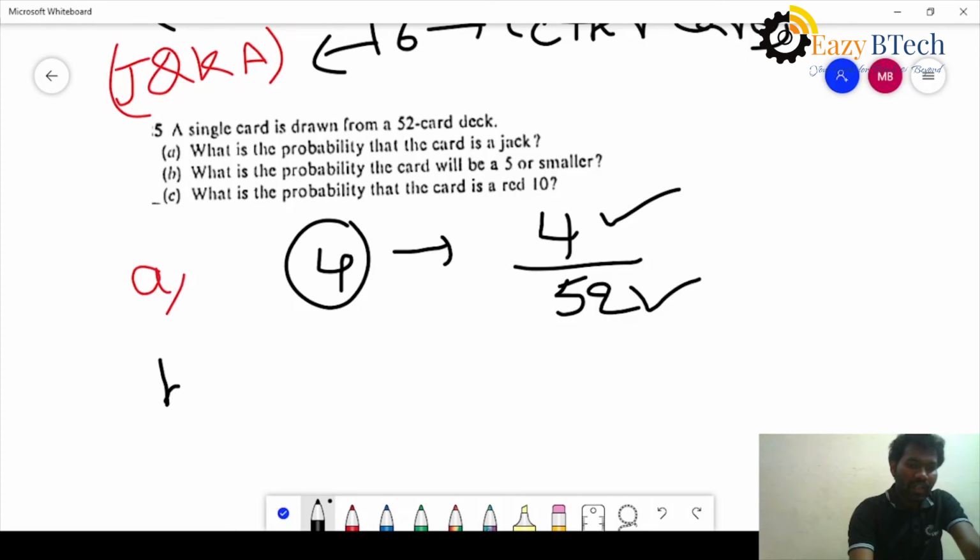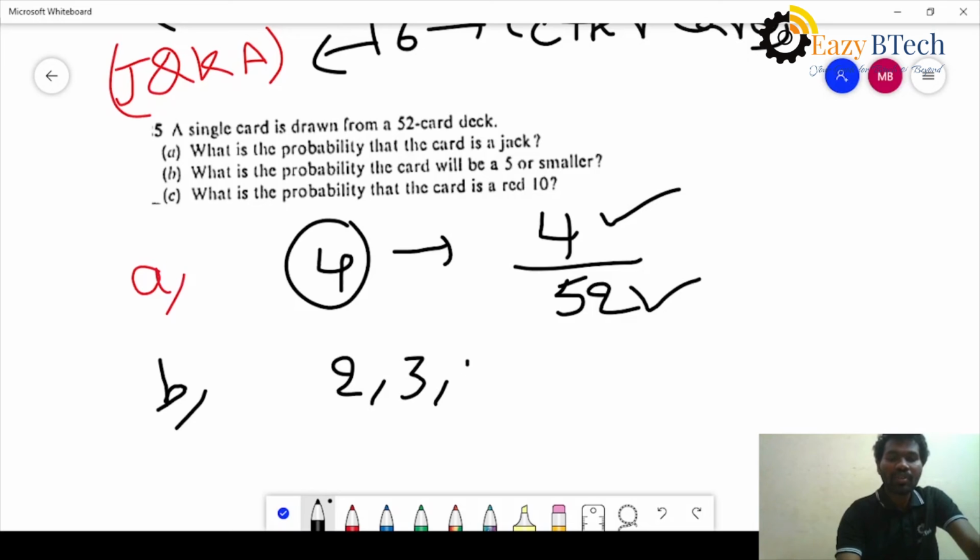Now moving on to the second problem. What is the probability that the card will be a 5 or smaller? The card will be 5 or smaller means the card number should be 2, 3, 4, and so on, so you can get any of those cards.